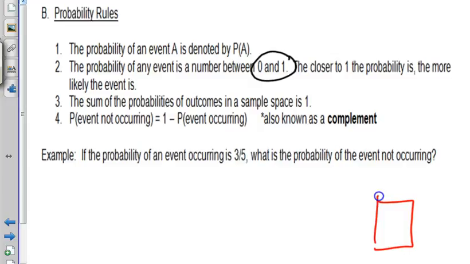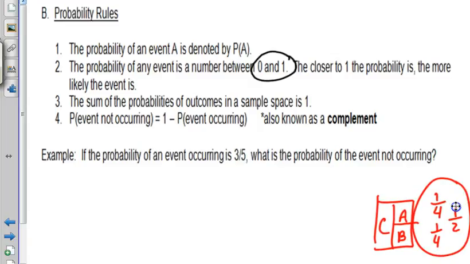So if I had this as my spinner, A, B, and C, the probability of getting A is 1/4, B is 1/4, and C is 1/2. So those all total 1, because 100%. Does that make sense?